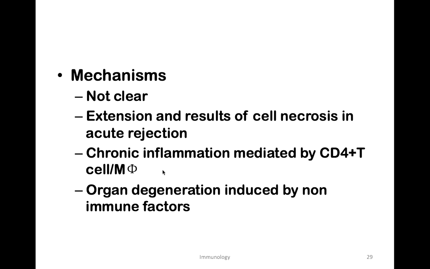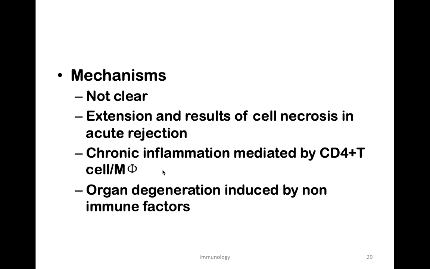Any organ that has been transplanted that becomes non-functional and there is no remedy for it, you have to again go for a transplant. This cannot be managed as can be managed in case of hyperacute or acute rejections. So mechanisms are not clear. Extension and results of cell necrosis in acute rejection could be one of the reasons.